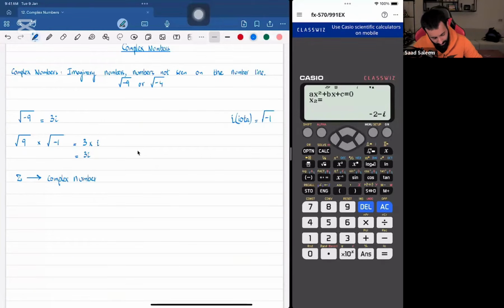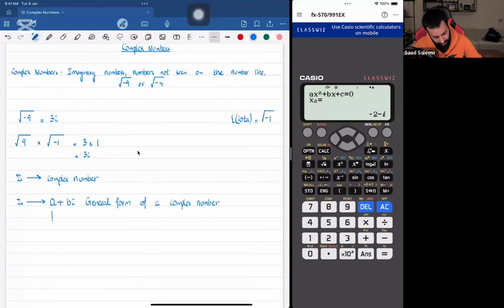And you know how there's a standard form for the equation of a straight line, a standard form for the equation of a quadratic curve, cubic curve. So there is a standard form for z, and that is a plus b iota. So this is the standard form, or you can say the general form of a complex number.